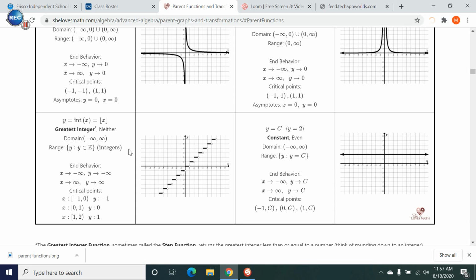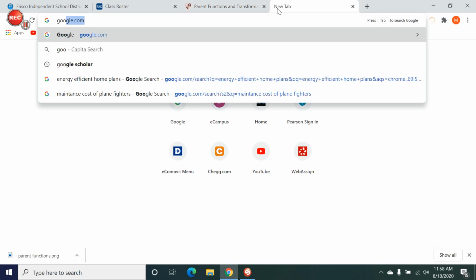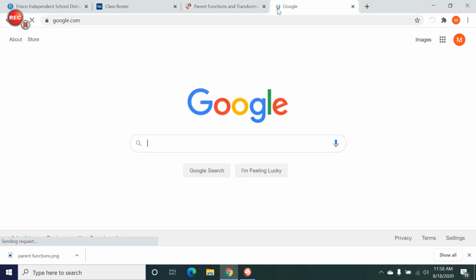Okay? Now, the greatest integer function. So let's talk about the greatest integer function. Let me go ahead and give you a definition for this. I wanted to look it up with you, so let's go ahead and look that up.